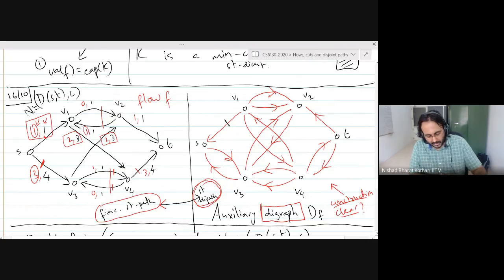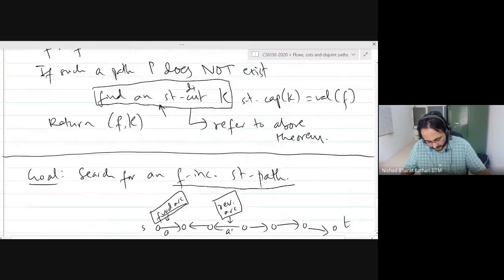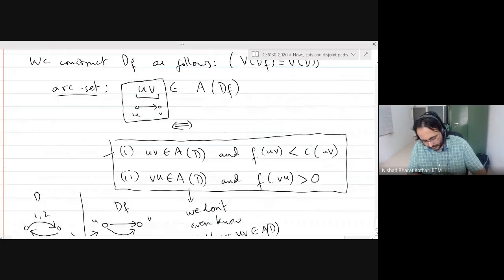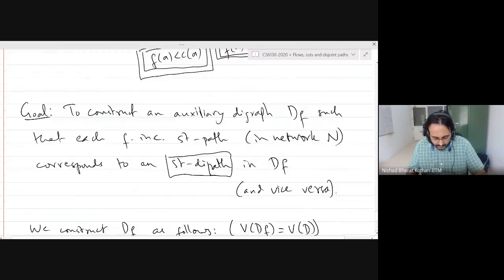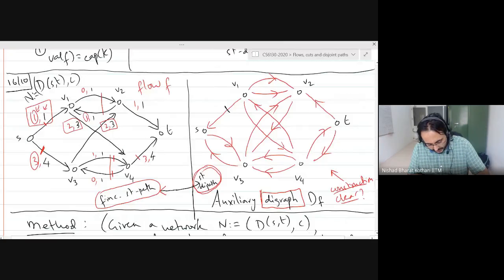Right. In this case, there was no arc in the original graph going from V1 to S. So we did not add it because of the first reason. That is not the reason that is applicable. This is the reason that is applicable, because the reverse arc was in the original graph. Notice that here, SV1 is there in the original graph and the flow value on that arc is greater than 0, which is why in the auxiliary digraph we put an arc from V1 to S.